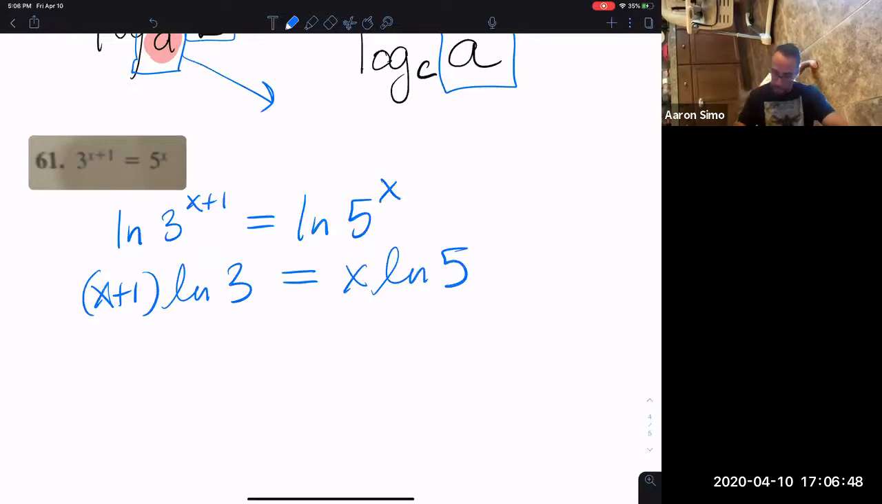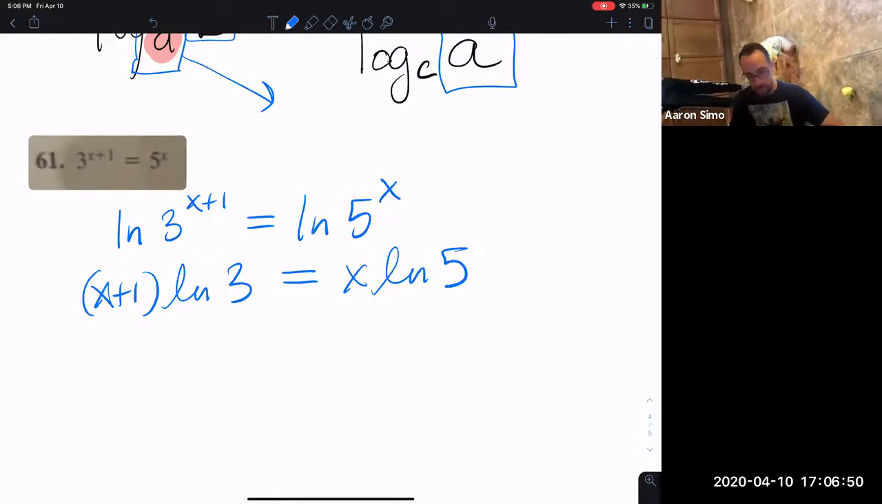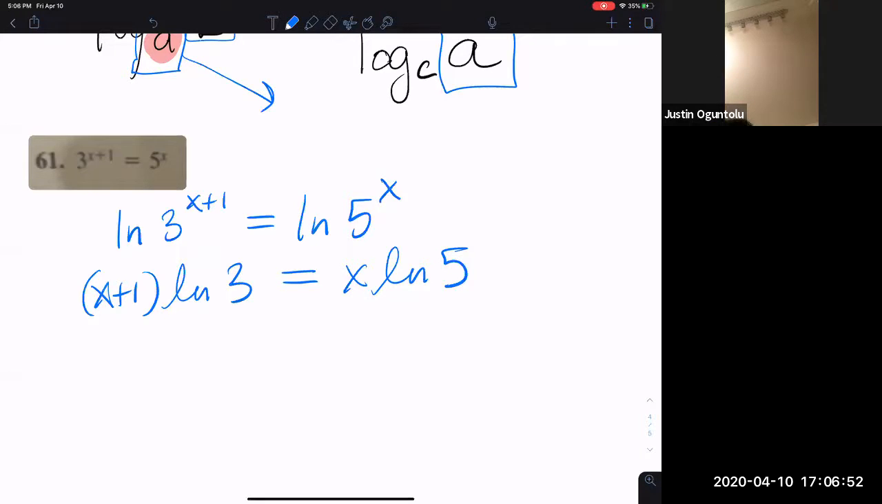Great job. Now what? This is where I messed up. x plus 1 times ln 3 equals x ln 5. Okay. Because I know eventually we want x on one side, right? Yeah, we want x on one side.